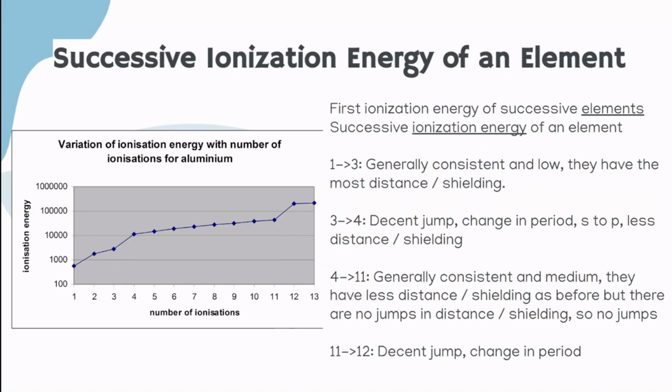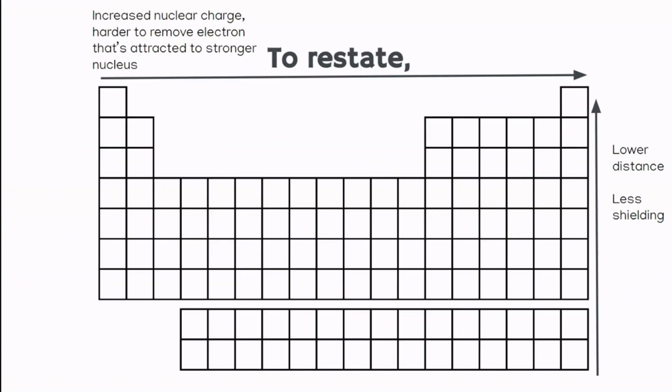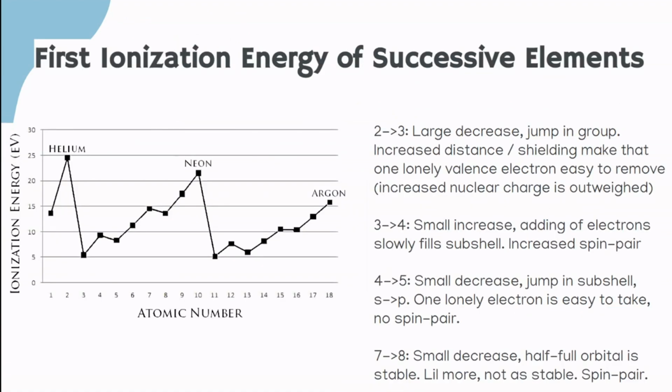Alright, next we have the successive ionization energy of an element. Previously we just talked about the first ionization energy of successive elements, and now we're talking about successive ionization energy of an element. So you can see the underlined bits are what is being continuous. For the other one, we would have changes in groups, we would have all this kind of stuff. We're going to have a lot of different elements involved, and it's only the first ionization energy, so we're only removing 1 electron from each of these elements.